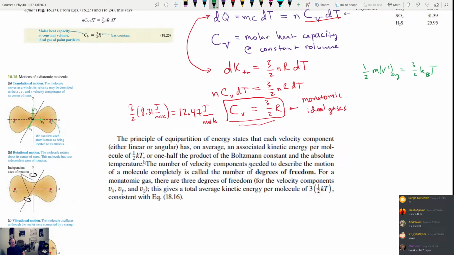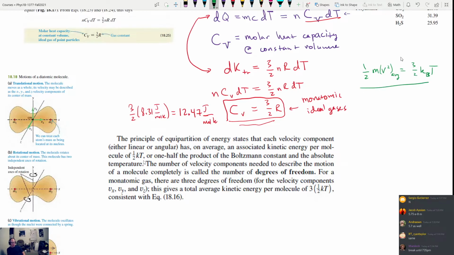The number of velocity components needed to describe the motion of a molecule completely is called the number of degrees of freedom. For a monatomic gas, there are 3 degrees of freedom for the 3 velocity components, Vx, Vy, and Vz. And that's all that you can really have, right? And that gives a total average kinetic energy per molecule of 3/2 kT, something that we already derived earlier.